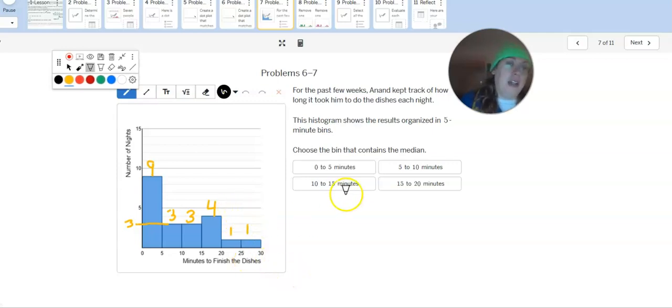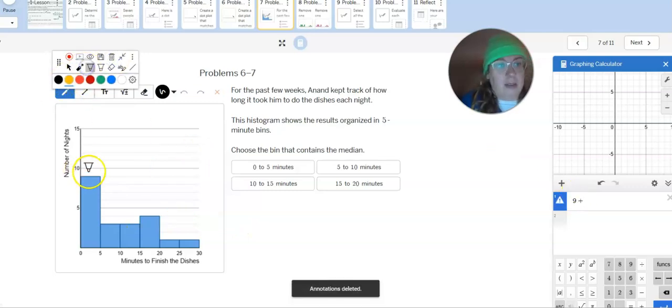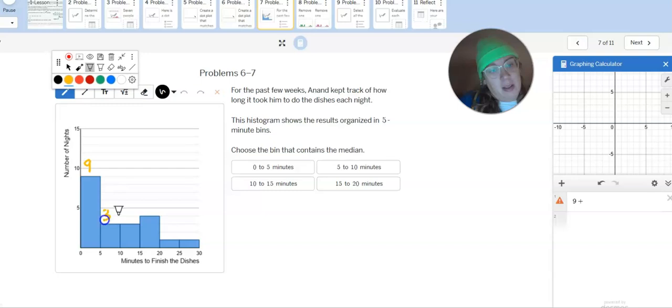So all together, if we add them all up, actually let me use my calculator. If we add up all of our data points, oh, I hate how it changes that. Hold on, let me fix it. So we had 9, 3, 3, 4, 1, and 1.